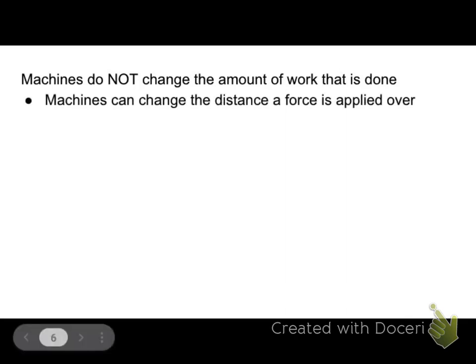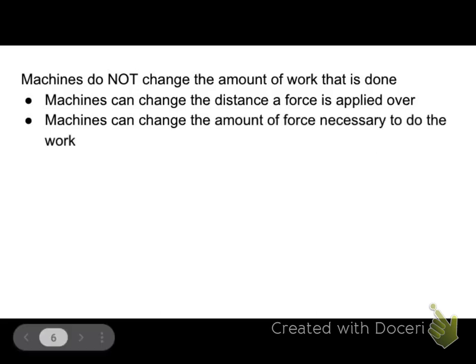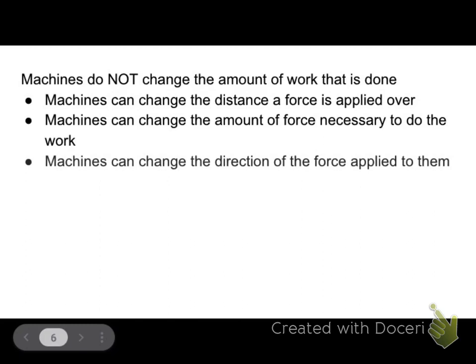But machines can change the distance of forces applied over, so they can make that input distance larger. They can change the amount of force necessary to do the work. So what they will do is they will make the input force less and the output force more. So they're able to put out more force for us. And they can also change the direction that a force is applied in. So if I apply a force in, it can change the direction that force is applied out.